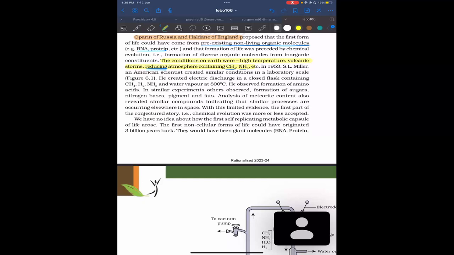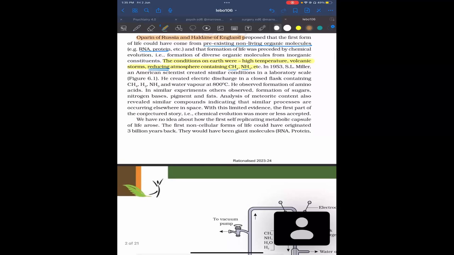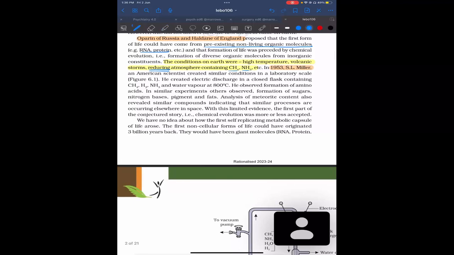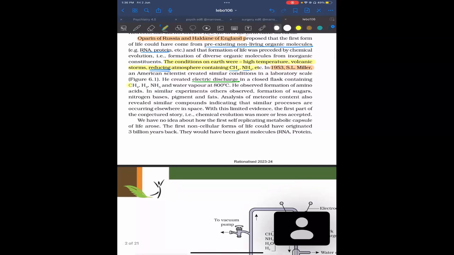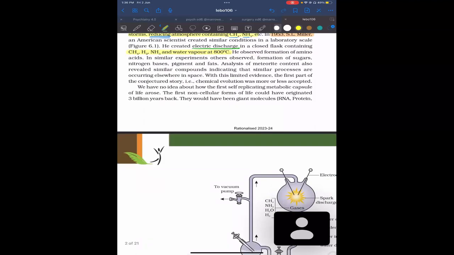Next comes the name of, in 1953, S.L. Miller, an American scientist, who created similar conditions in laboratory, and he showcased how life can be generated from inorganic molecules, or just directly from the molecules. So that is, he created an electric discharge. And here, now again, important here are the molecules: methane, hydrogen, ammonia, water vapor, at 800 degrees Celsius. So what did he observe? What was formed?